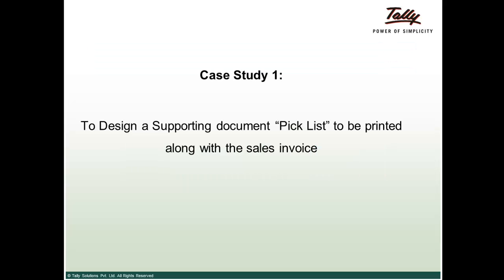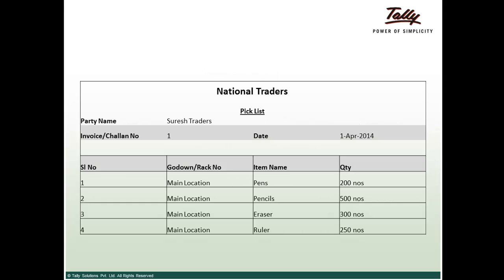Let us take the first case. Your customer asks you to print the supporting document called pick list along with the sales invoice as shown on the screen. This pick list consists of the information on the party name, invoice number, invoice date and inventory details. Now let's go through the 4-step process for this case study.